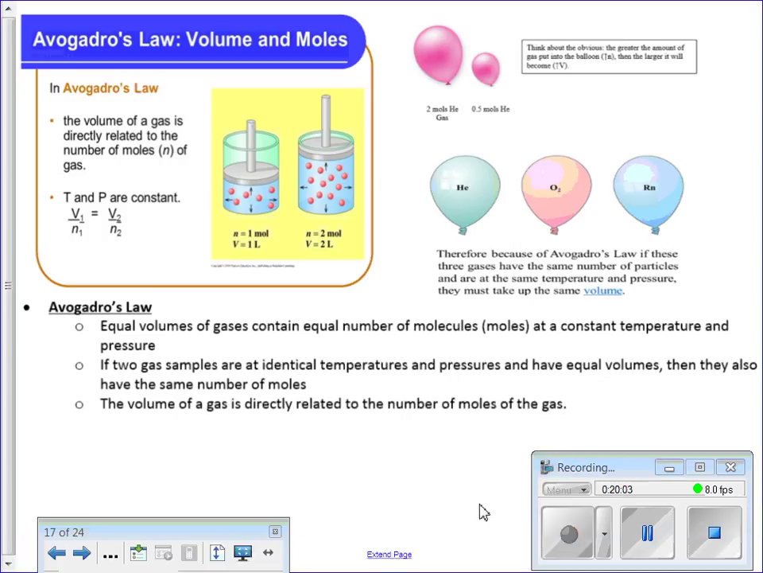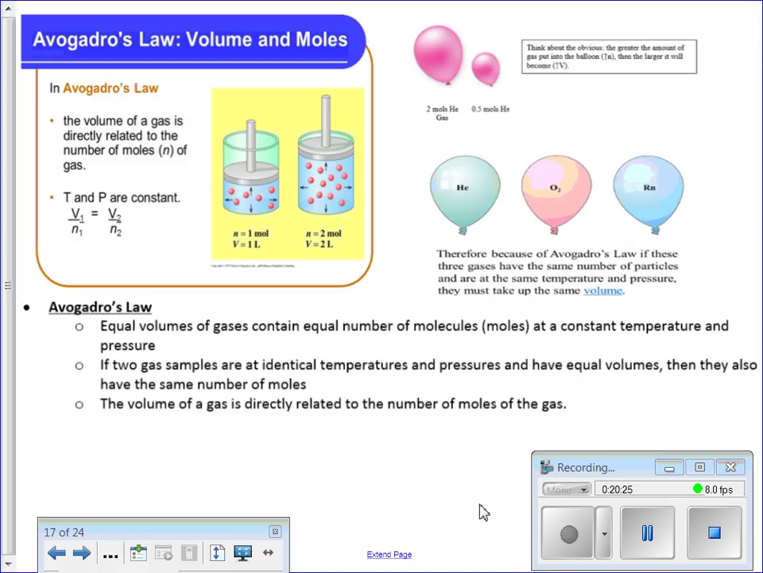Okay, so the next thing we need to talk about is a gas law that doesn't get looked at a lot, but it's really very simplistic, and it's kind of cool, and it makes sense. Avogadro's law, and this is your same Avogadro who came up with your Avogadro's number. Avogadro's law relates volume of a gas and moles of a gas.